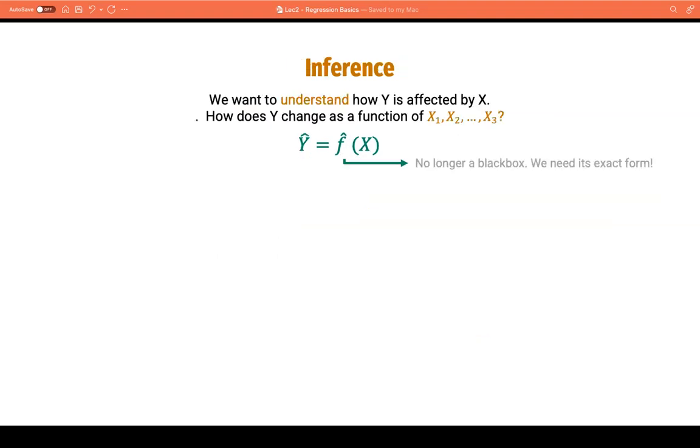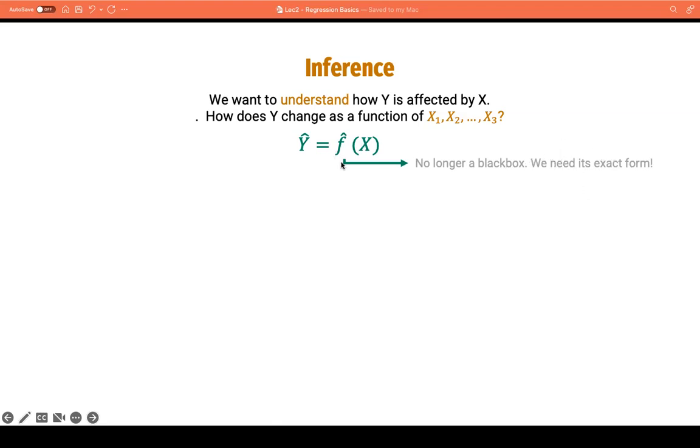Now let's proceed to inference. We are often interested also in understanding the way y is being affected by the changes in x. How does y change as a function of our variables x sub 1, x sub 2, until x sub d? In this situation, we wish to estimate f, which is f hat, but our goal is not necessarily to make predictions for y. Rather, we want to understand the relationship between x and y. Now f hat cannot be treated as a black box. Why? We want to know its exact form.